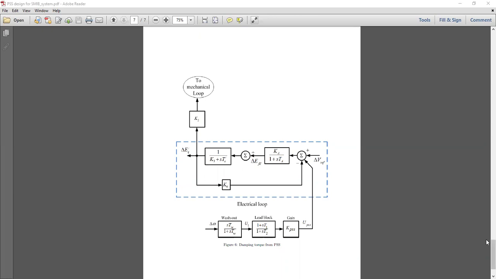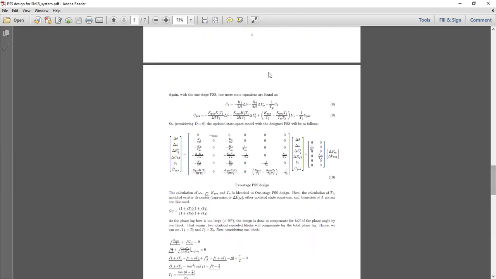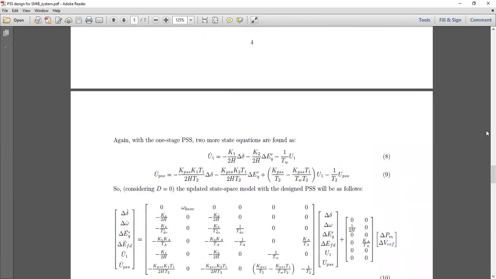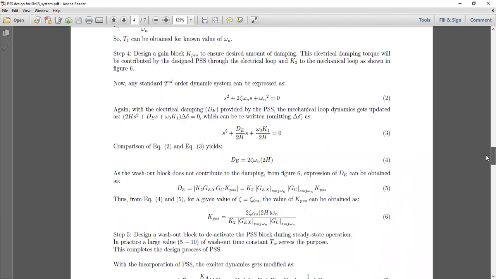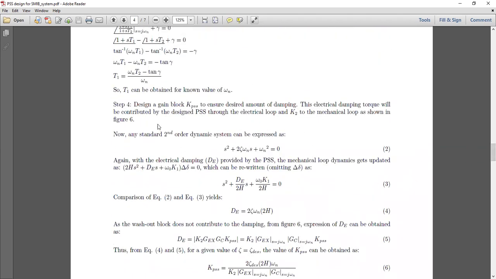Okay, so this is figure 6. Now we again go back to the point where we were discussing. The figure 6 part we have already shown. Now let's consider any second order dynamic system. A standard second order dynamic system can be represented in this form: s square plus 2 zeta omega n s plus omega n squared. This is already familiar to us.